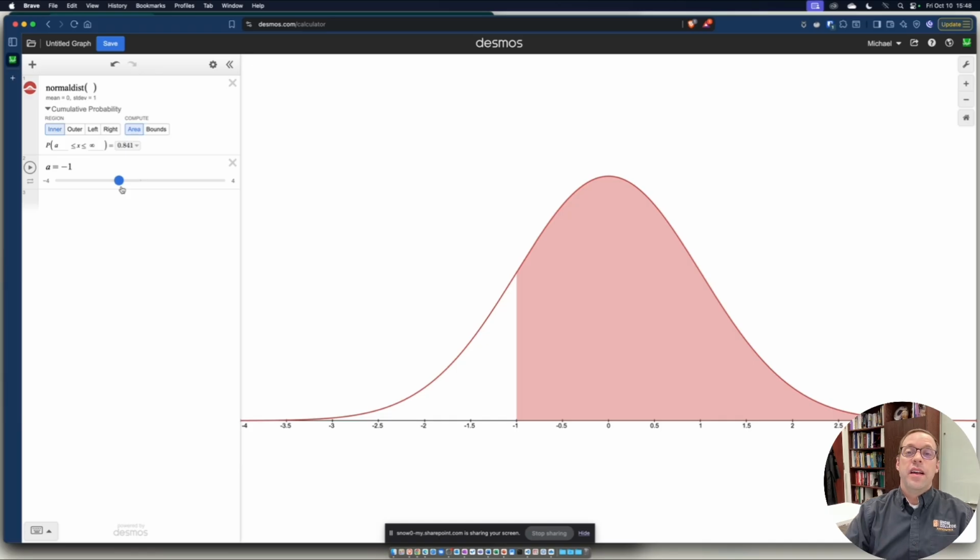Okay. So we have calculators that will find the area for us. In the next video, we're going to talk a little bit more about some of the other things we can do about finding probabilities in a normal distribution.